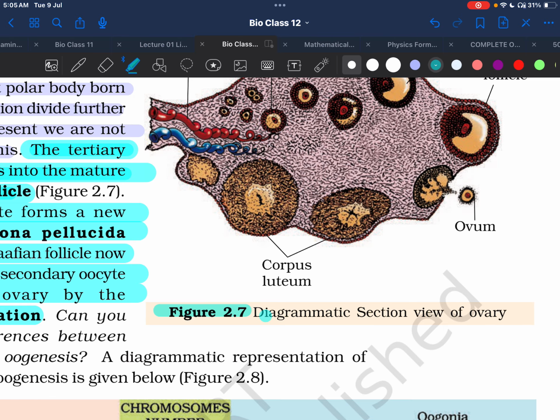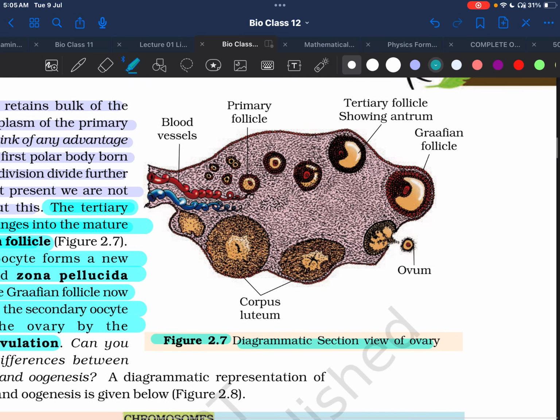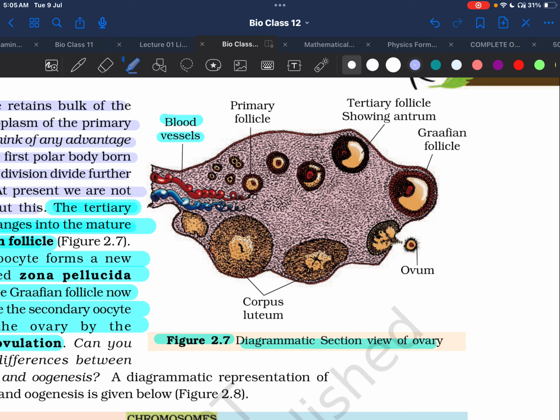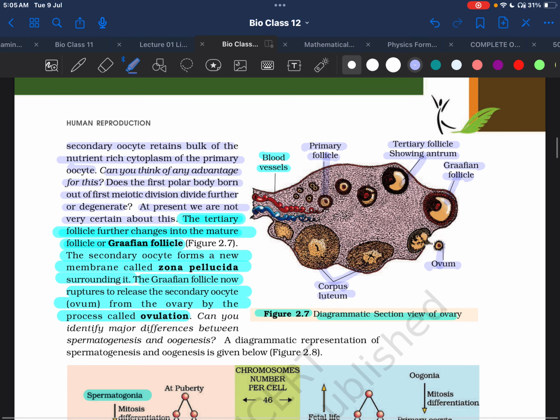Figure 2.7: Diagrammatic sectional view of ovary. Blood vessels, primary follicle, tertiary follicle showing antrum, Graafian follicle, ovum, corpus luteum. The secondary oocyte forms a new membrane called zona pellucida surrounding it. The Graafian follicle now ruptures to release the secondary oocyte (ovum) from the ovary by the process called ovulation.